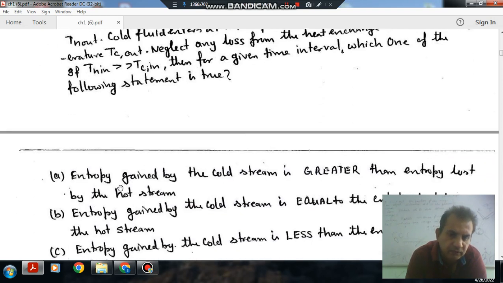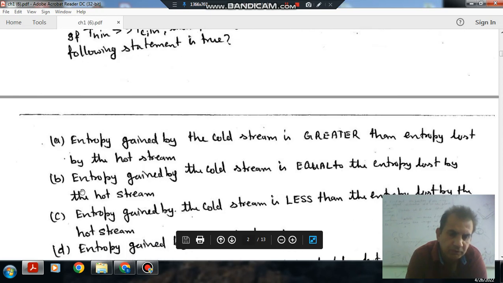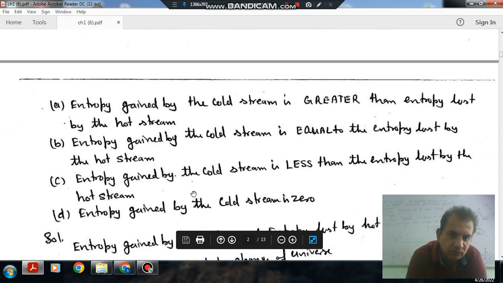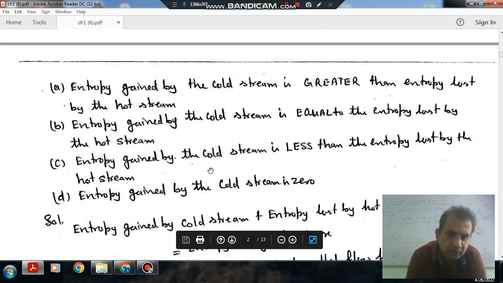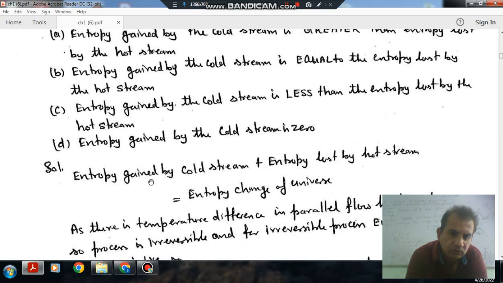Option A, entropy gained by cold stream is greater than the entropy lost by hot stream. Option B, entropy gained by cold stream is equal to entropy lost by hot stream. Option C, entropy gained by cold stream is less than entropy lost by hot stream. Option D, entropy gained by cold stream is 0.